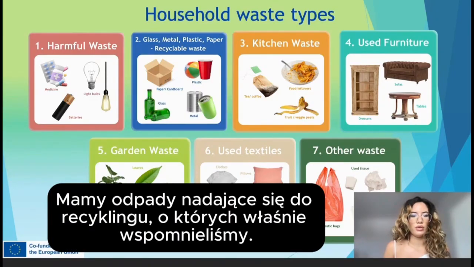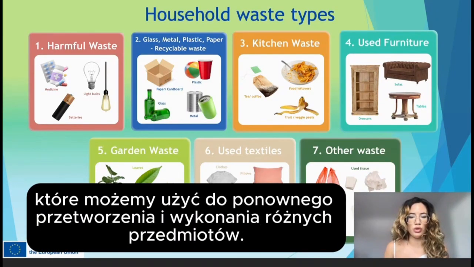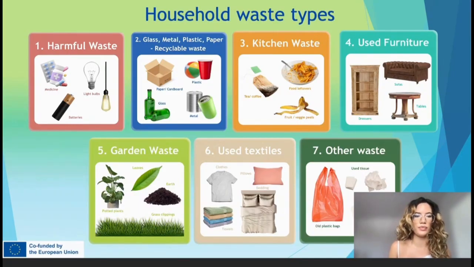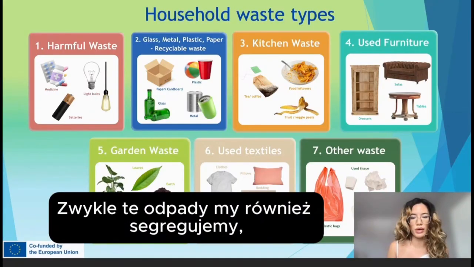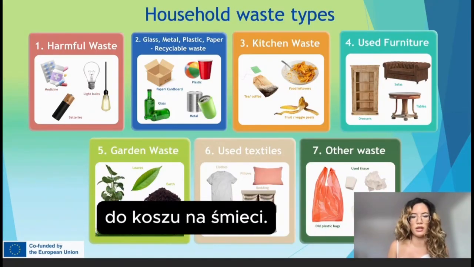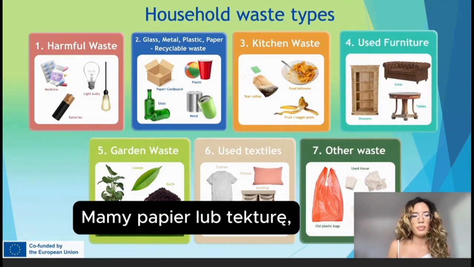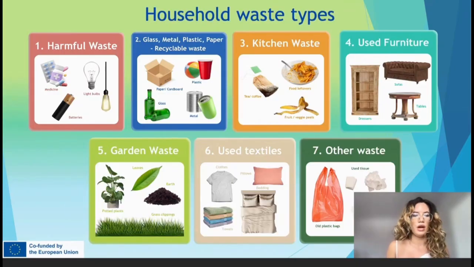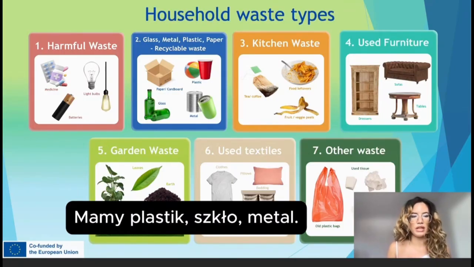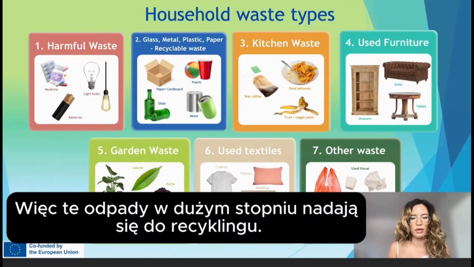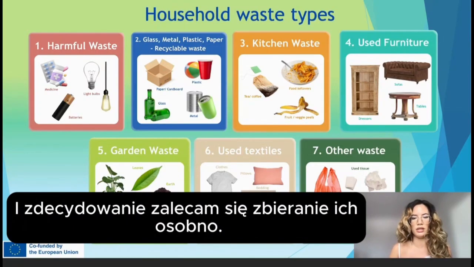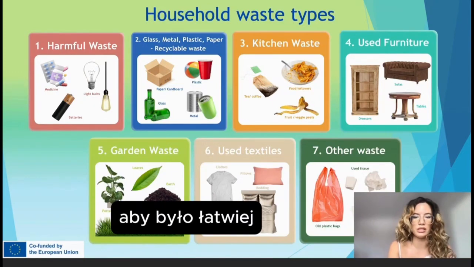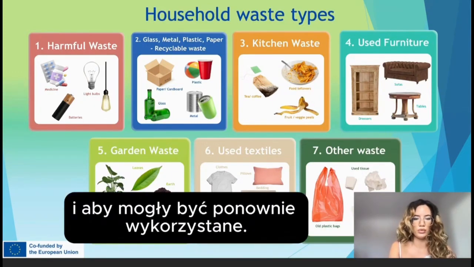Then, of course, we have the recyclable waste that we just mentioned. So this is waste that we can use to reprocess and make different items out of it. So this is usually the waste that we also separate when we throw things away in the trash can. We have paper or cardboard, we have plastic, we have glass, and we have metal. So these are very much recyclable, and it's strongly advised to collect them separately in order to make it easier for them to be reused.